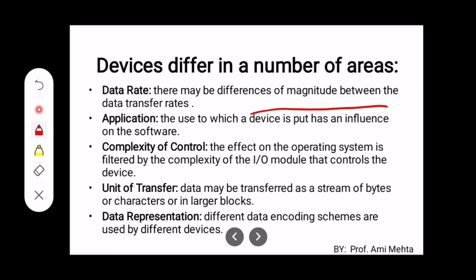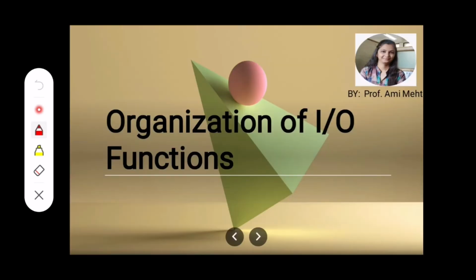The next one is application. The use to which a device is put has an influence on the software. The third one is complexity of control. The effect on the operating system is filtered by the complexity of the IO module that controls the device. The next one is unit of transfer. Data may be transferred as a stream of bytes or characters, or in larger blocks. Data representation: different data encoding schemes are used by different devices. So this is how the devices differ in a number of areas.